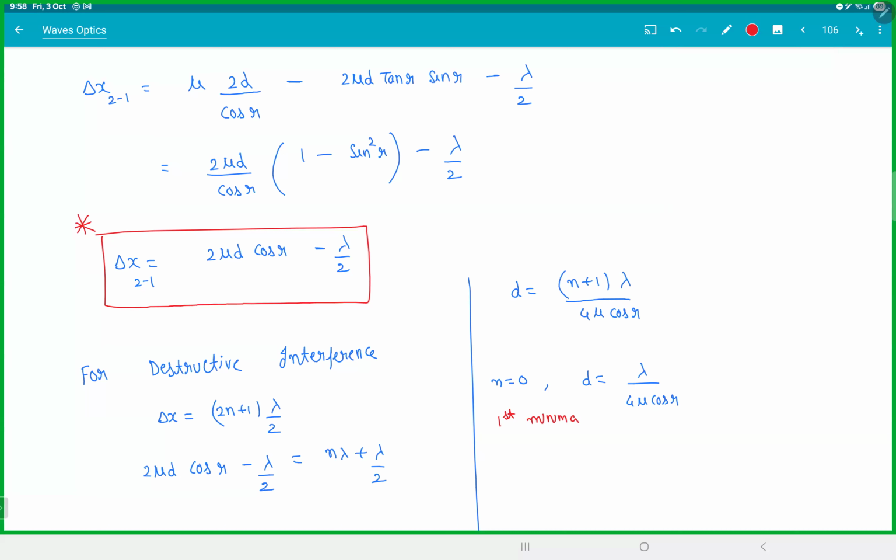Clear with this? This is how you find the thickness of thin slabs. And look at that. You know lambda, you know mu, and you know r, so you know everything. This is your thin film interference.